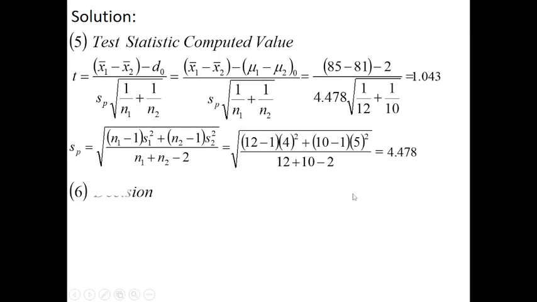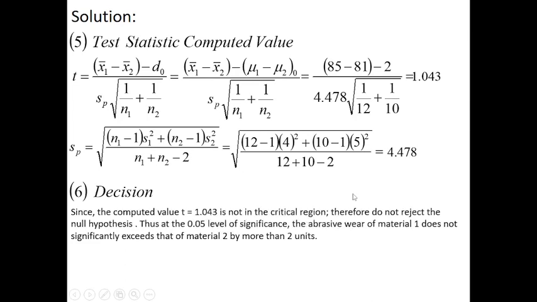Since the computed value t equals 1.043 is not in the critical region, we do not reject the null hypothesis. Thus, at the 0.05 level of significance, the abrasive wear of material 1 does not significantly exceed that of material 2 by more than 2 units. That will be our conclusion. It's up to you how to construct the conclusion. What is important is that it's the thought that counts.